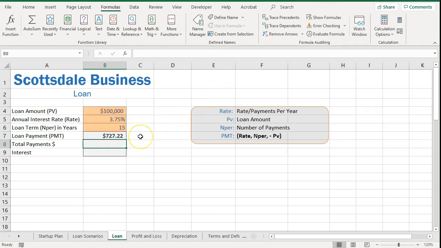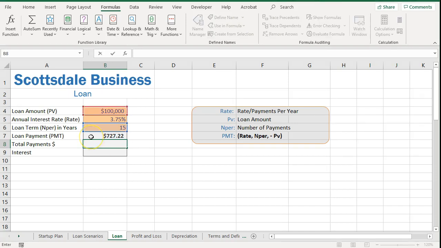Now the payment is a positive number and represents principal and interest, which is $727.22. Next, we need to find out how much this loan will cost us after 15 years or 180 payments, including the principal and interest. For this formula, click in cell B8. Start with the equal sign. Click on the cell B6 for number of years, then multiply by 12, then multiply the loan payment. When finished, hit Enter on the keyboard.